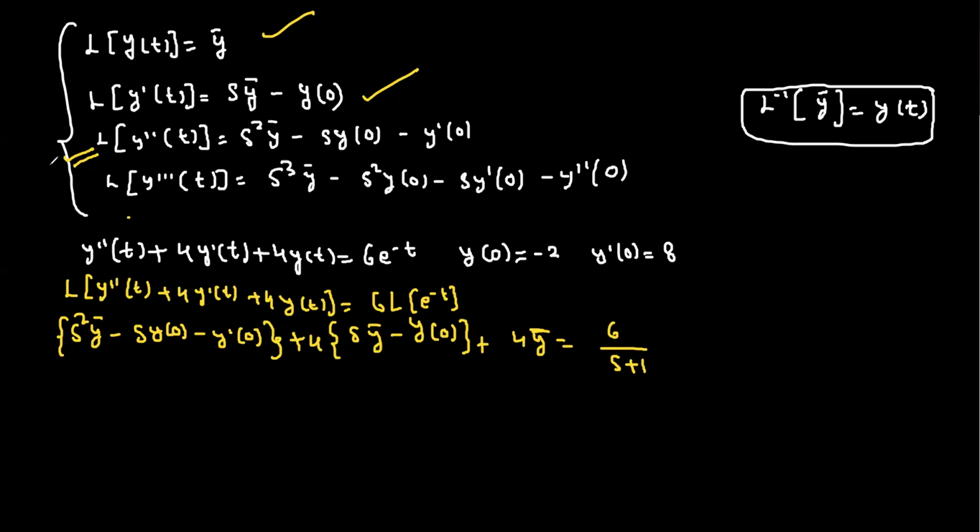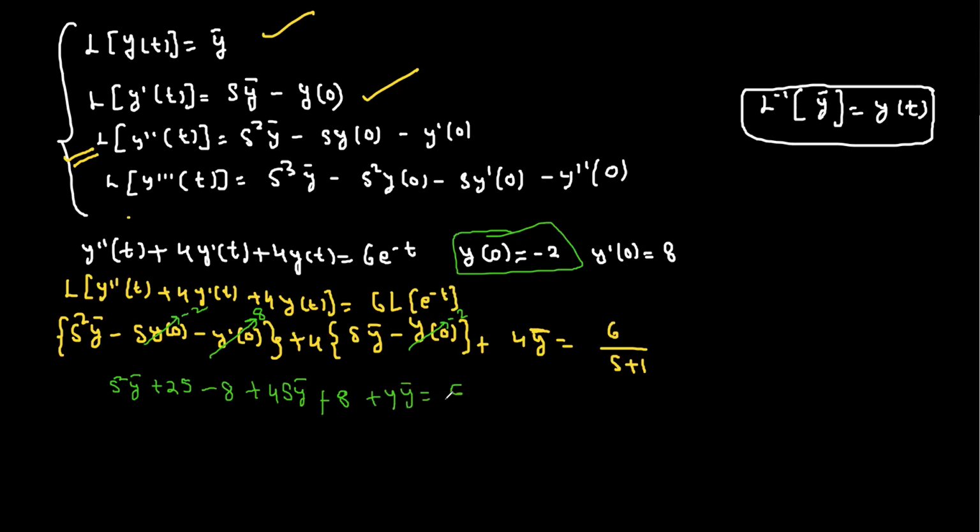After this, put the conditions. Condition is y0 is equal to minus 2, so put here minus 2. And y dash 0 is equal to 8, this is 8. Right? So you will get s square y bar plus 2s minus 8 plus 4s y bar plus 8 plus 4y bar is equal to 6 upon s plus 1. Up to here you understood?